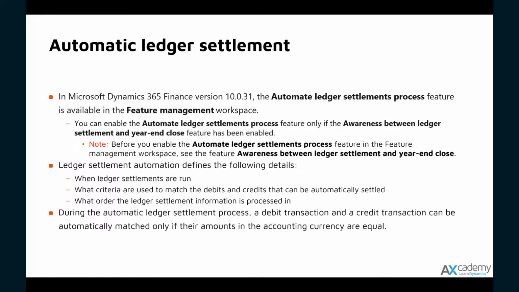So when you do the settlement process, just like the manual thing, you'll find the matching debits and credits. Mind you, with the current one, you can only match if the debit and the credit transaction have an accounting currency amount that is equal. Now, how bad is that?